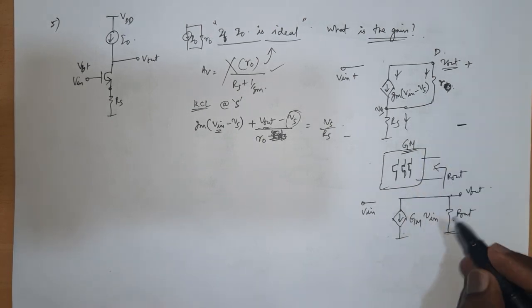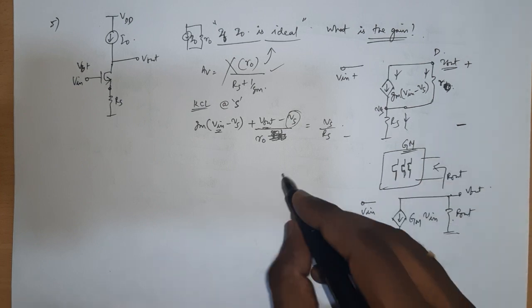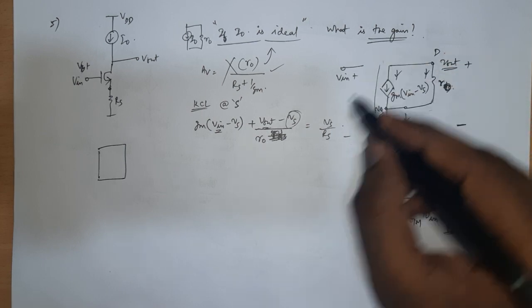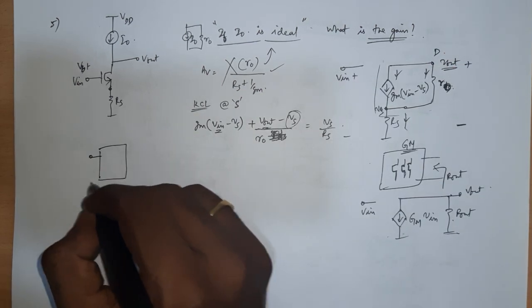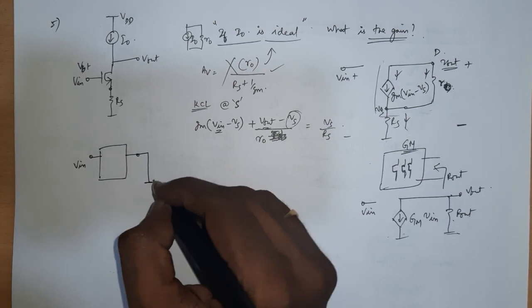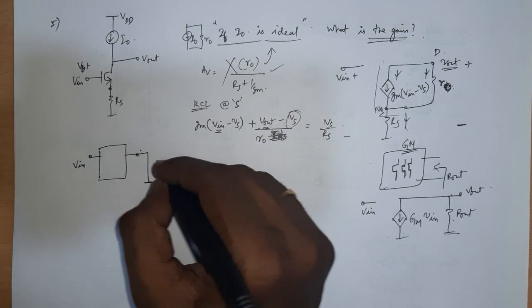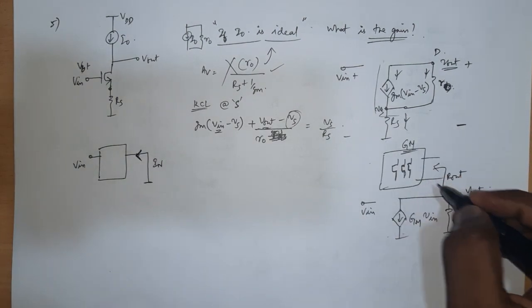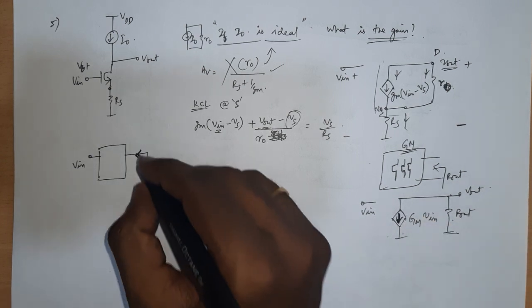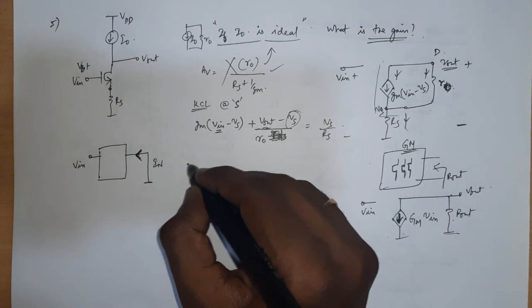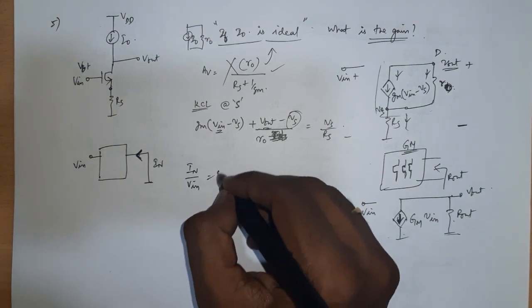So how do I do it? It's very straightforward. You take any box that you have, with some input to the box and some output node. You short the output node to the ground and find out the Norton current. Let's say it's flowing in this direction, because here I want current flowing like this. Then you calculate In by Vin, which will give you your Gm.